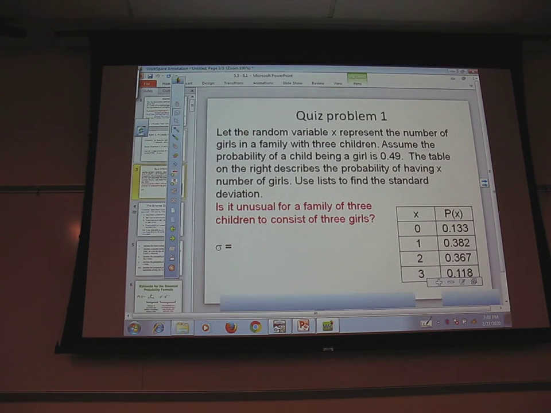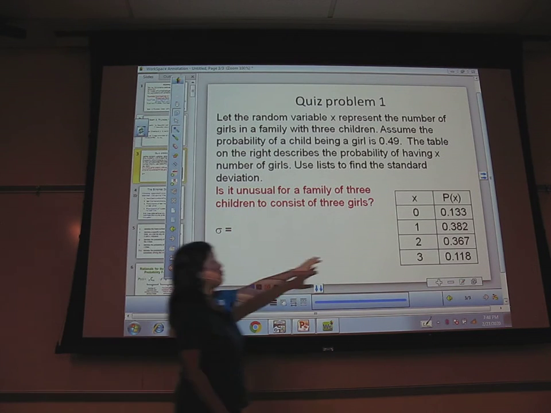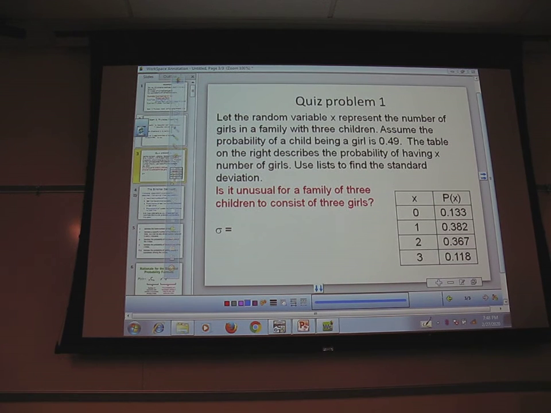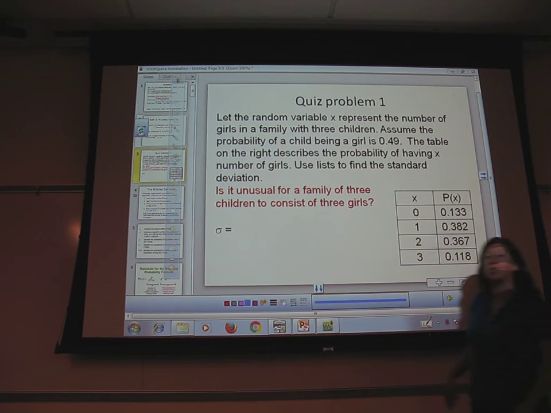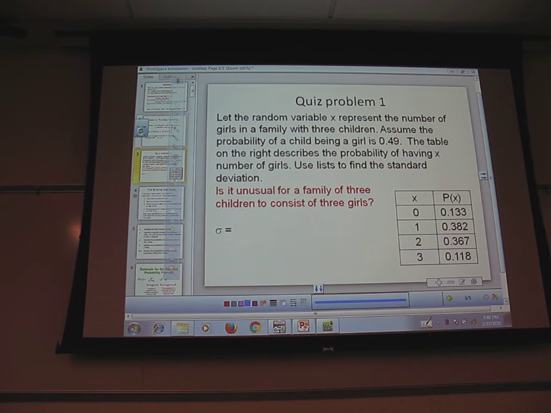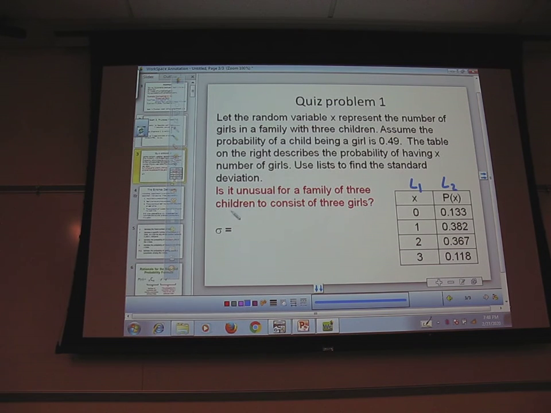Quiz problem one. This was from last class. Remember, we said for these probability distributions, I will make you find the mean by hand, but you can do this part, the standard deviation, by calculator. So just put this one in list one, put this one in list two, and you're going to do the stat calc one bar stats of L1 comma L2. So L1 here, L2 there, and then stat.